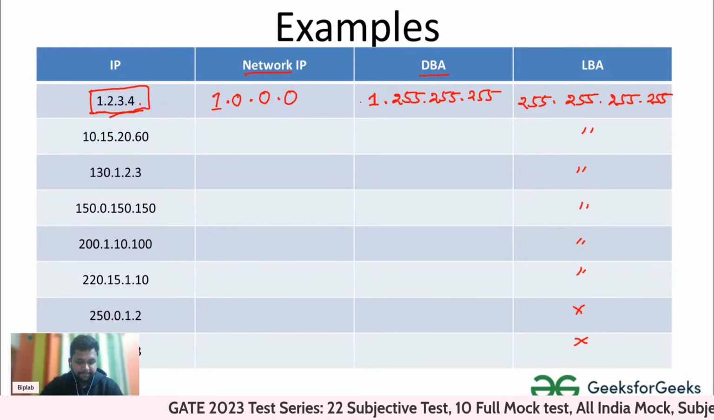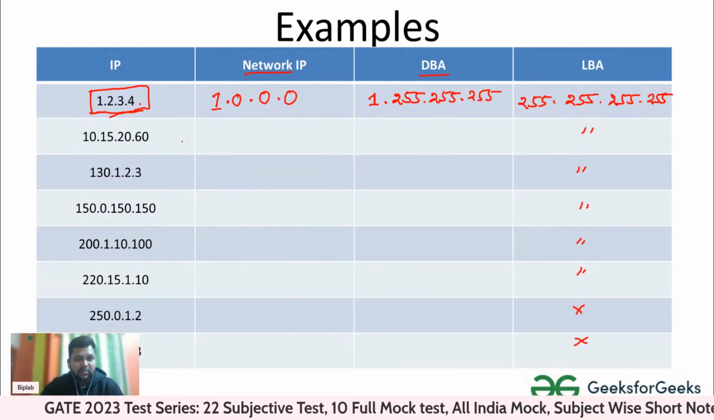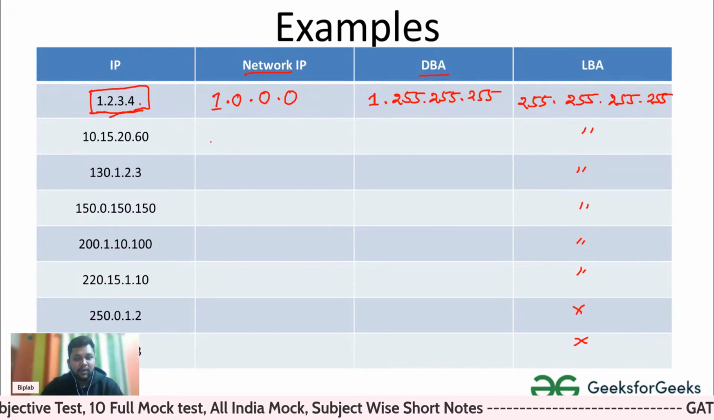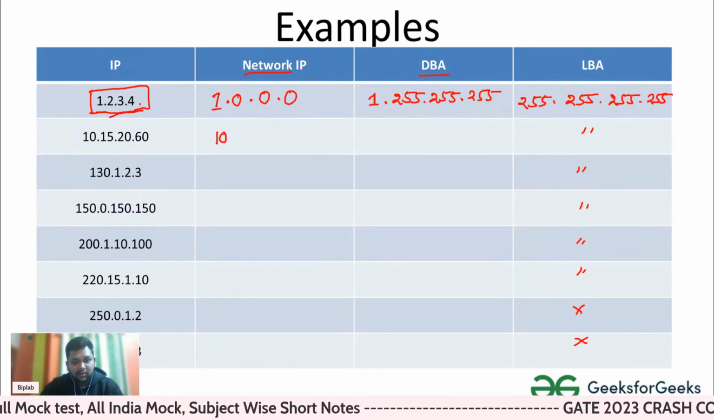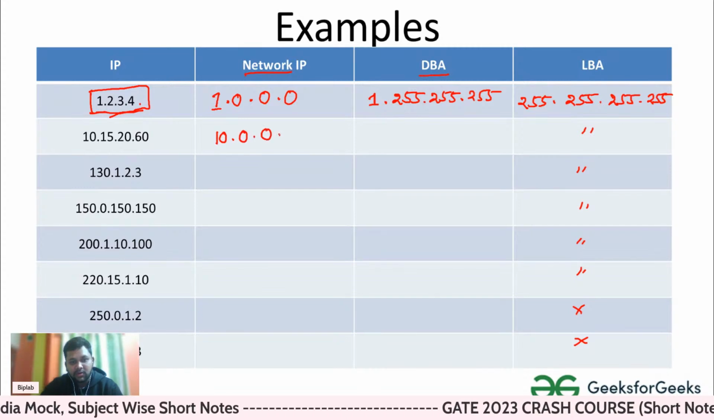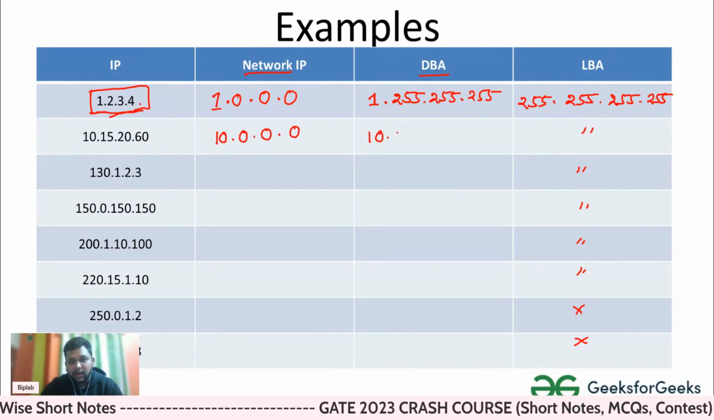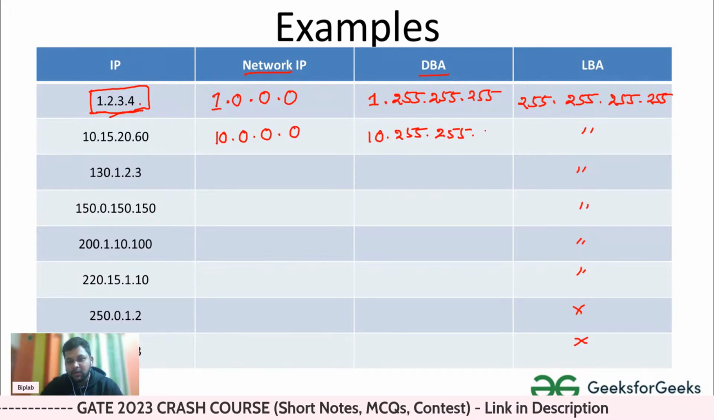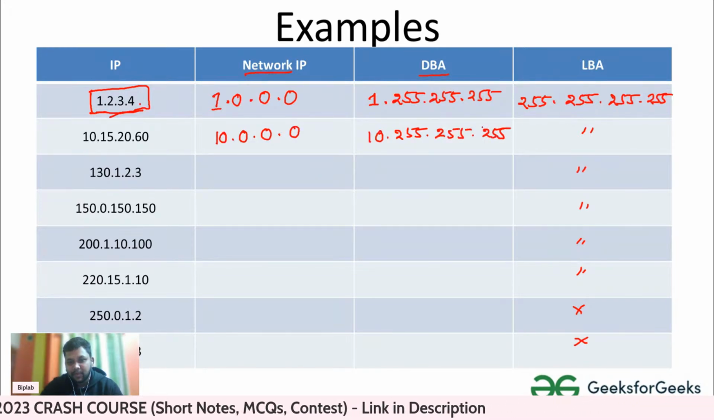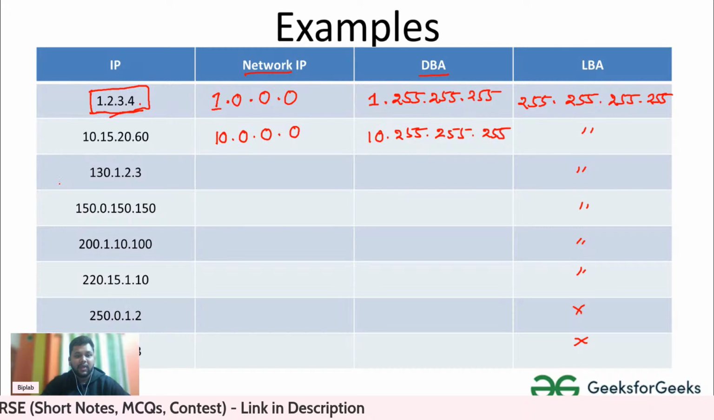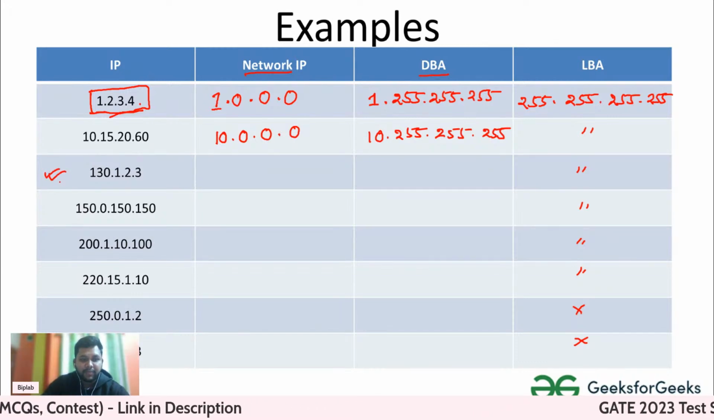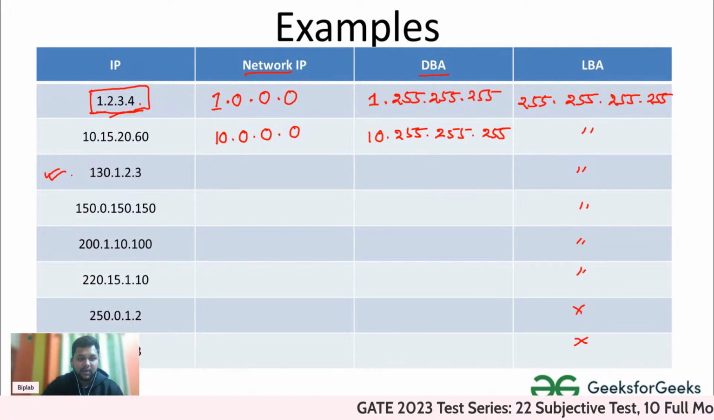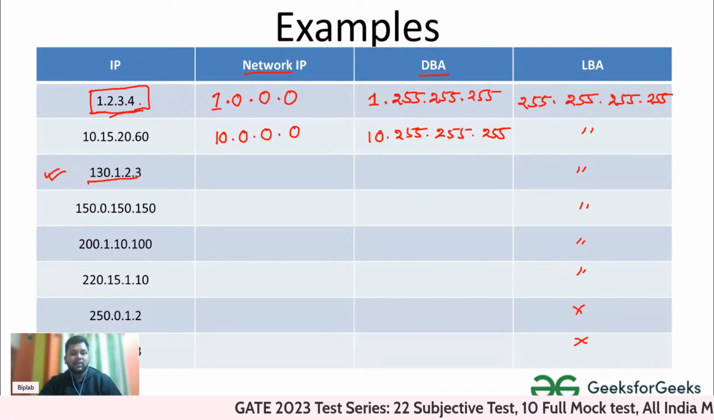Okay. So the second one is also similar because it belongs to the same class, that is class A. So put 10.0.0.0 and 10.255.255.255. Okay. Now I want you to answer for this one. Tell me the network IP and directed broadcast ID only for this IP address.